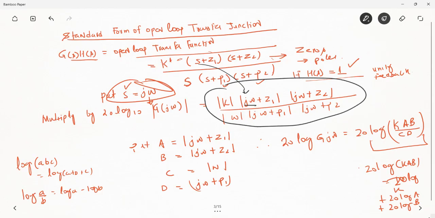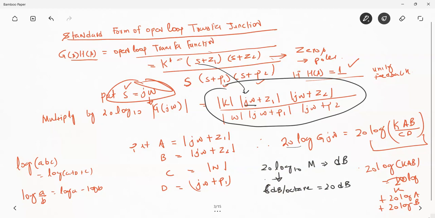Now notice here, I told you addition and subtraction in the logarithmic value. Now any magnitude, if I multiply by 20 log to the base 10, it converts to dB. Okay, this is dB, 20 log to the base 10 is a dB. And 6 dB per octave is also equal to 20 dB per decade. This thing you have to keep in mind.